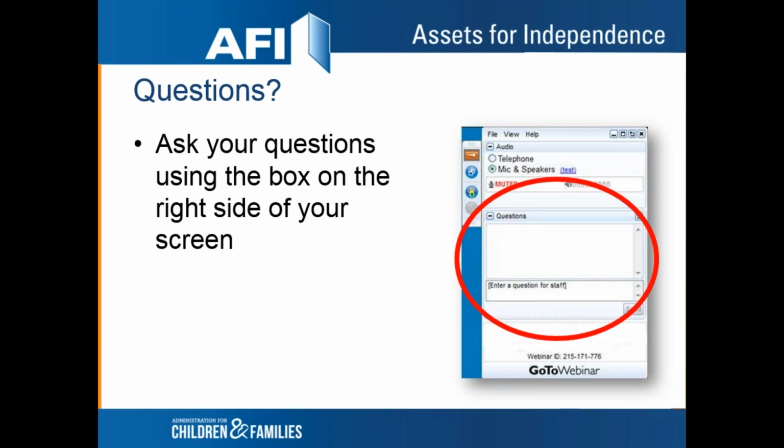So we know that's a lot of information, so we're at the end of the content and we just wanted to see what questions you all have. So go ahead and type your questions into the query box and we'll see which ones we can answer. We do have a couple coming in.